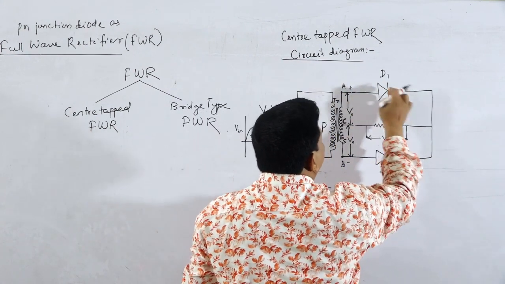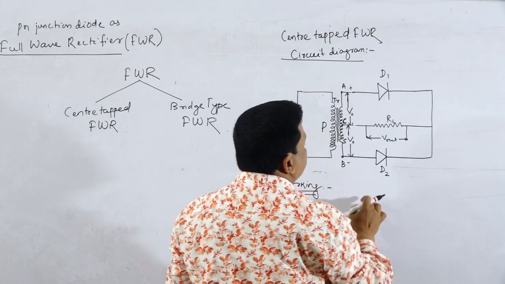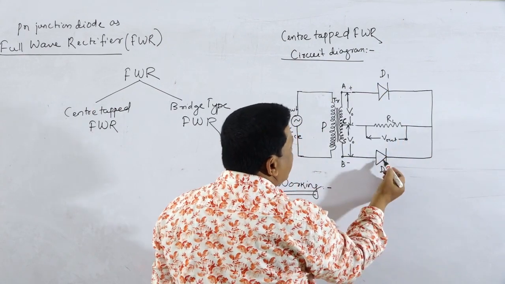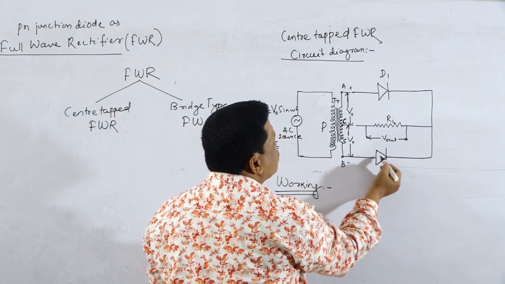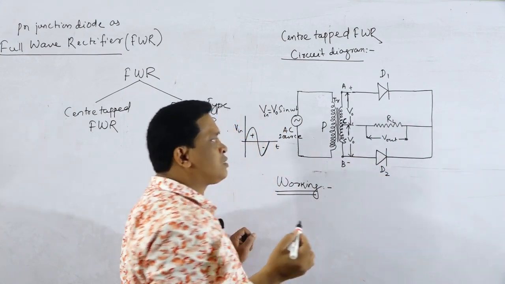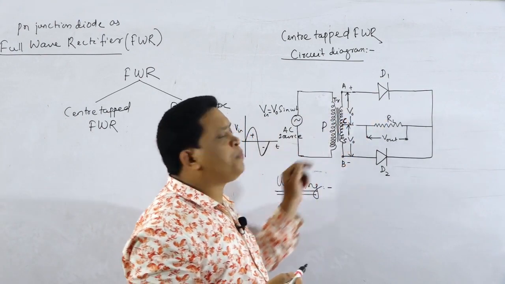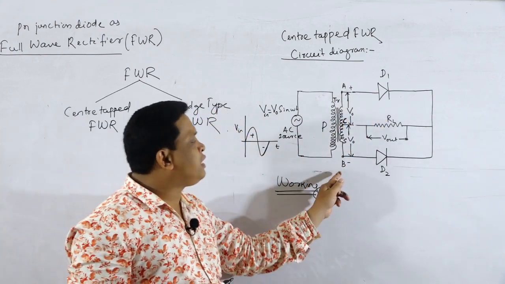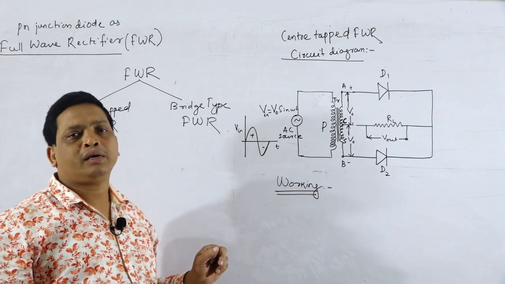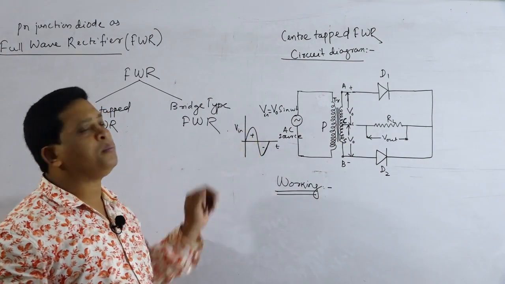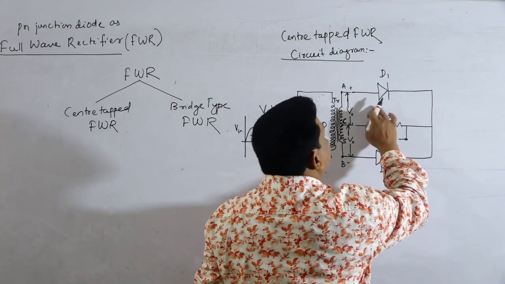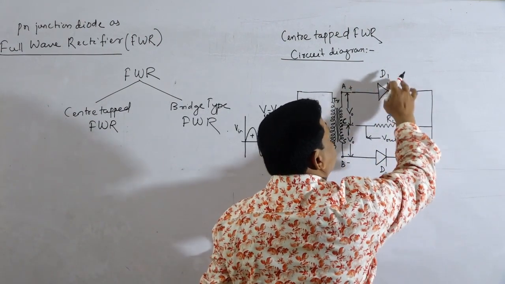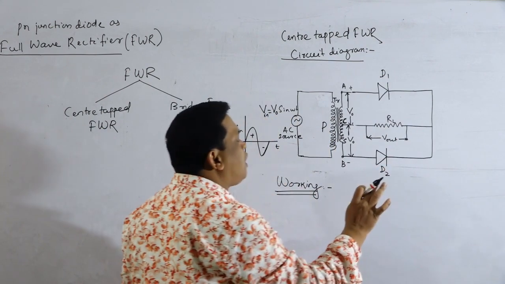That is positive. So diode D1 is forward biased. And now look here, the P material of diode D2 is negative, so it is reverse biased. So diode D1 is forward biased and diode D2 is reverse biased during the positive half cycle of input AC. As a result, diode D1 conducts. Only this diode will conduct, but D2 will not conduct.